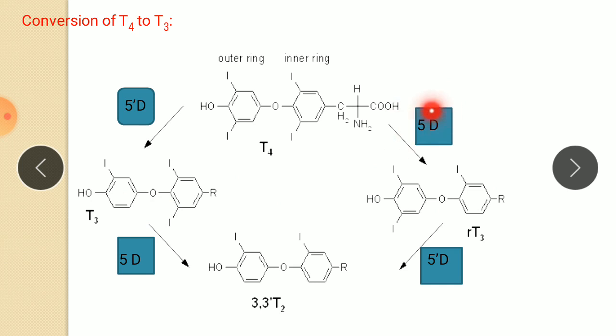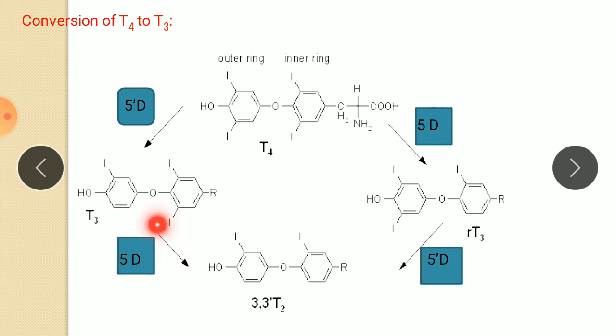Then here the enzyme is the same, but the position is different. Here is the 5' position, but here there is a 5 position. Therefore this iodine, the 5 number iodine, is removed. It forms the product called RT3, reverse T3. So T4 by the enzyme 5'-D, that is deiodinase, forms T3, and by deiodination with the enzyme 5-deiodinase, it forms the reverse T3.